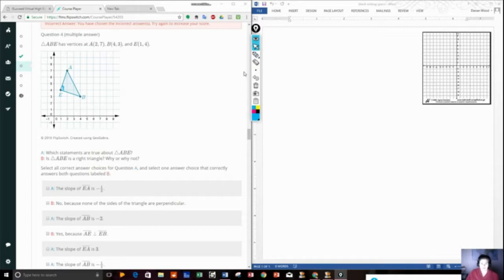So let's go through and find the slopes for the sides of our triangle. The triangle is ABE, so I'm going to start off by going A to B, just like it says. So I need the side length AB and then BE.